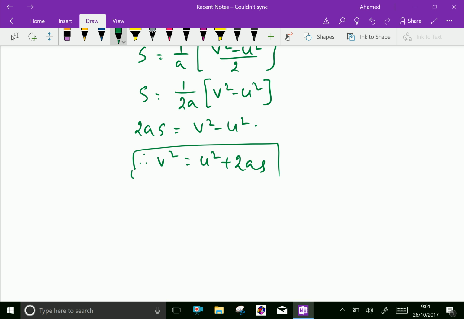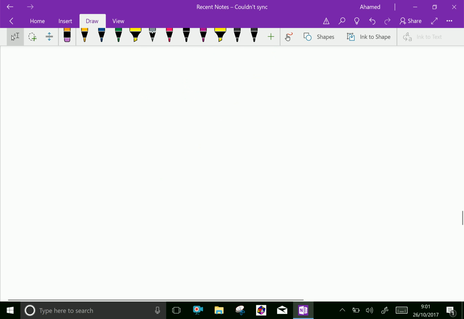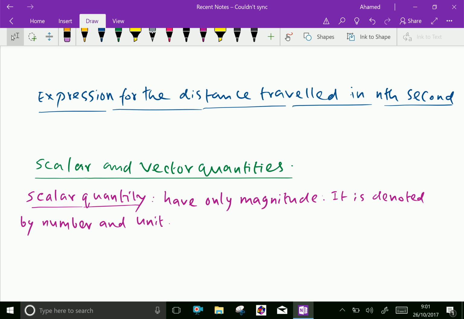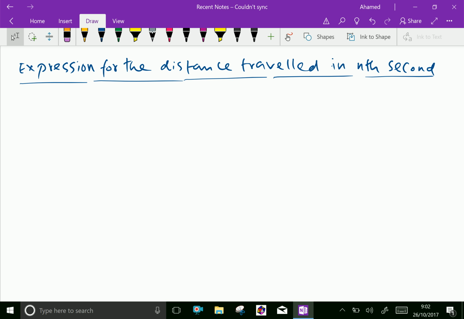So we derived the three equations of motion. Now let us continue the discussion with the expression of the distance traveled in the nth second. Let us derive the formula.